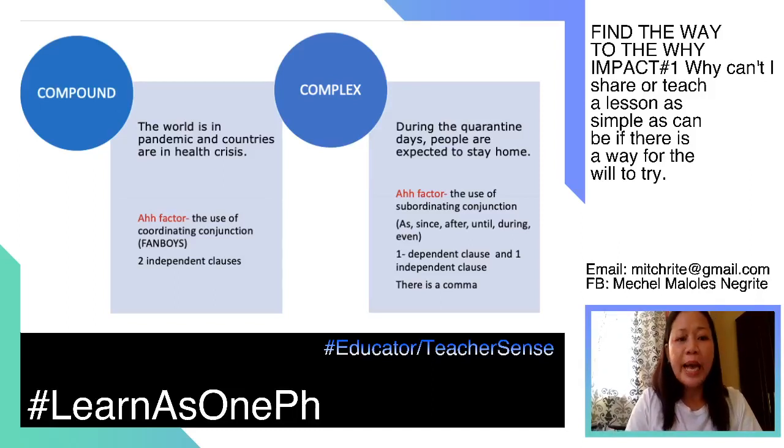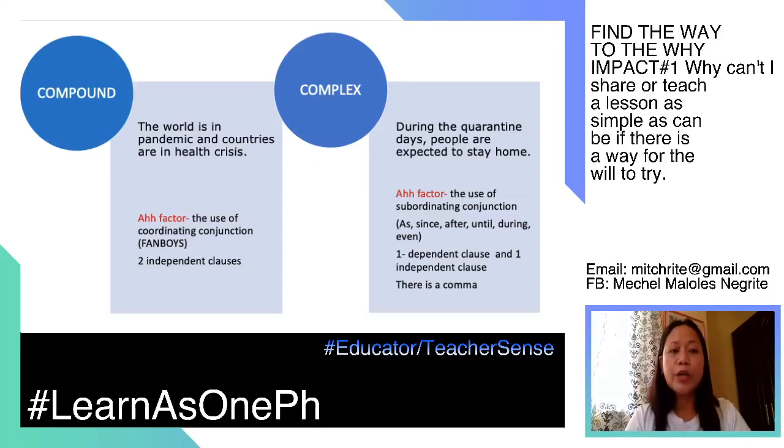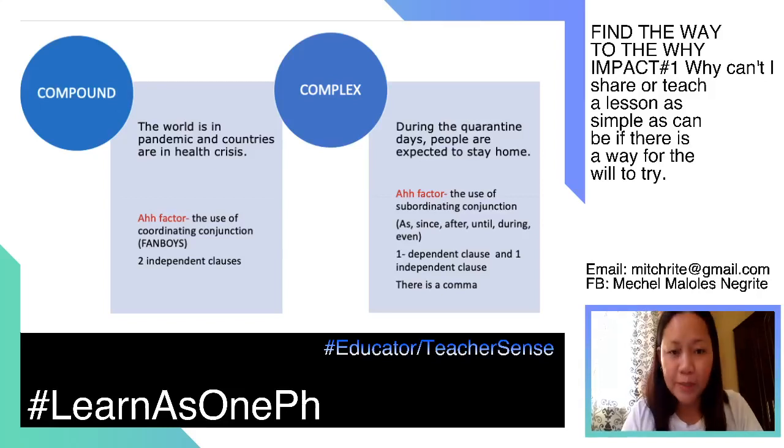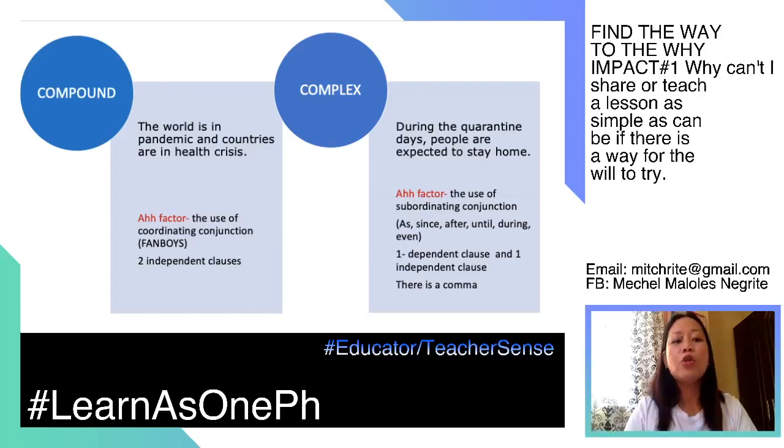Ngayon, you will ask me, ano po yung independent clause? So, pag sinabi natin na independent clause, that is a sentence that expresses already a complete thought. So, it has a subject and a predicate. So, tatandaan natin, let's remember, don't forget, compound sentence contains two independent clauses. And then, on our example, the world is in pandemic and countries are in health crisis, you see there is the use of the fanboys and.